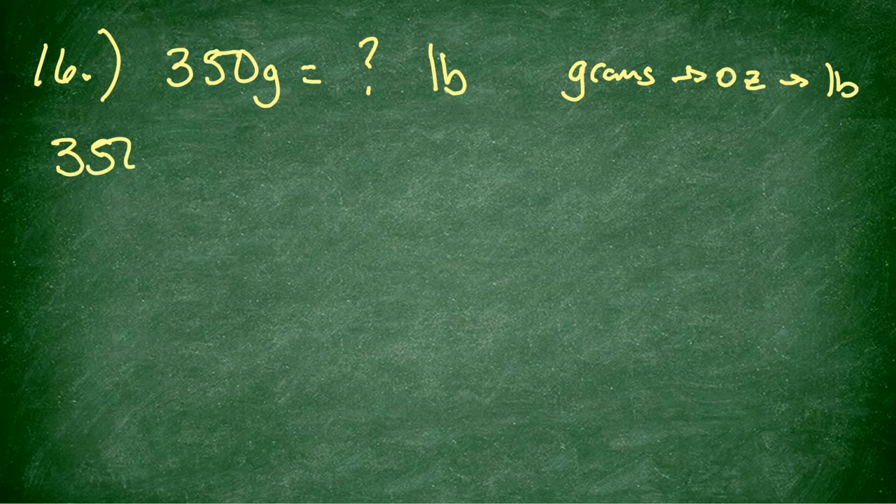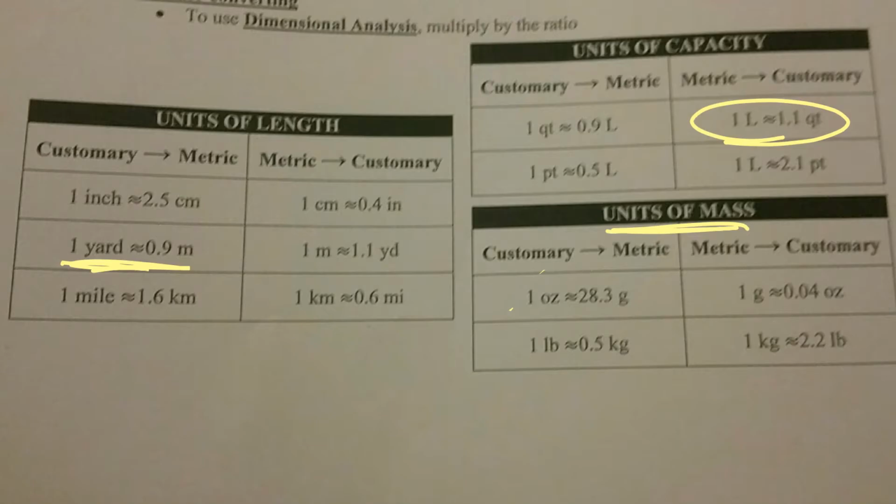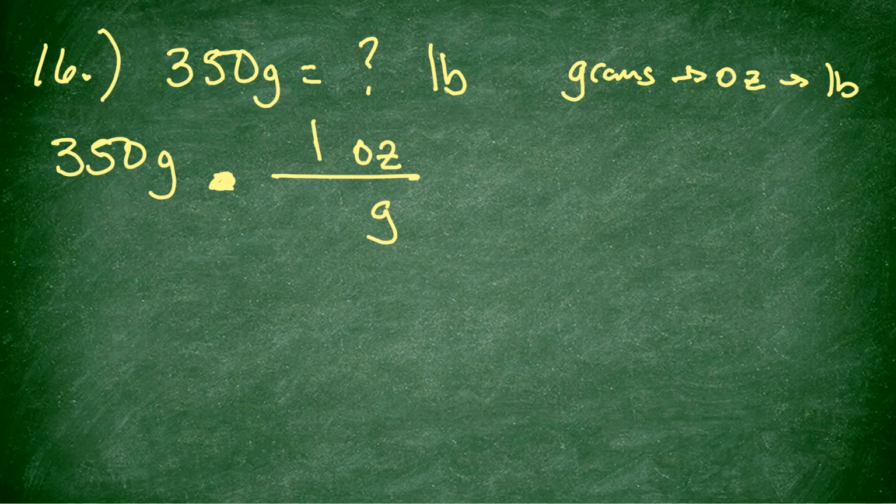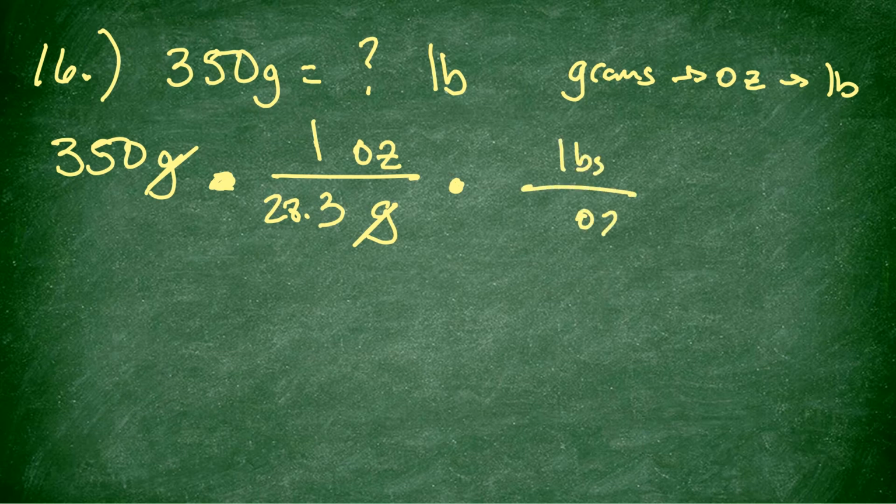So I'm going to take my 350 grams. I'm going to multiply, not equals to. I put grams on the bottom, ounces on the top. All right, 1 ounce, if you remember, I'm using this one right here, 1 ounce is 28.3 grams. Now the grams are gone, but remember, I want to have pounds. So I have to multiply by pounds on top, and I want ounces on the bottom. Remember, 1 pound is 16 ounces. So now the ounces cancel. Look, I'm left with pounds.